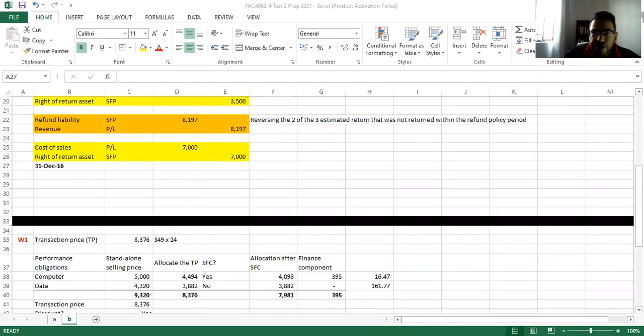Okay, so I'm going to check the chat. The question: how did I get the rate of return asset? The cost price is 3,500. Three items are going to be returned. So 3,500 times 3 items gives you a rate of return of 10,500. So when one item is returned, we just use the one cost price of 3,500.